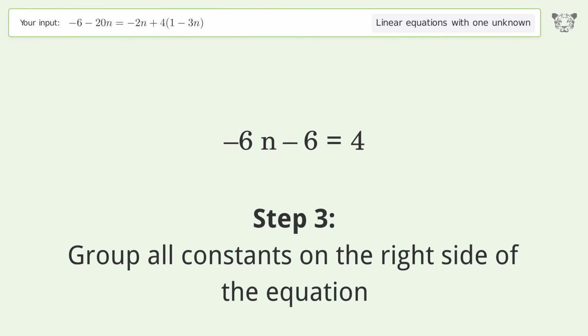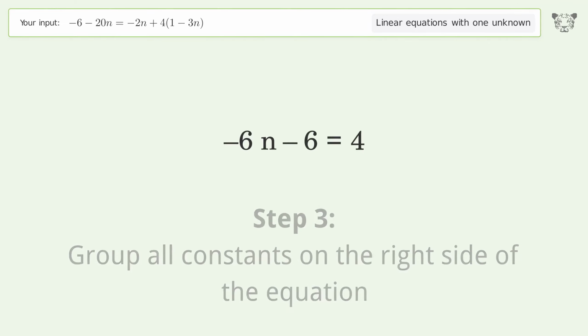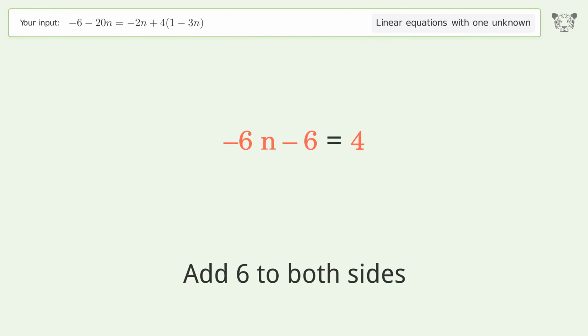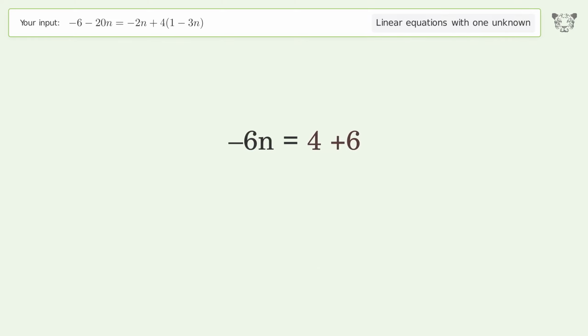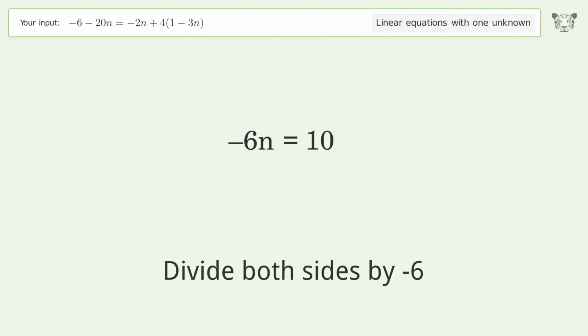Group all constants on the right side of the equation. Add 6 to both sides. Simplify the arithmetic. Isolate the n. Divide both sides by -6.